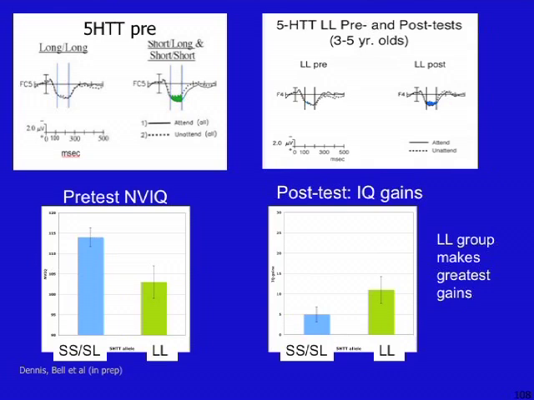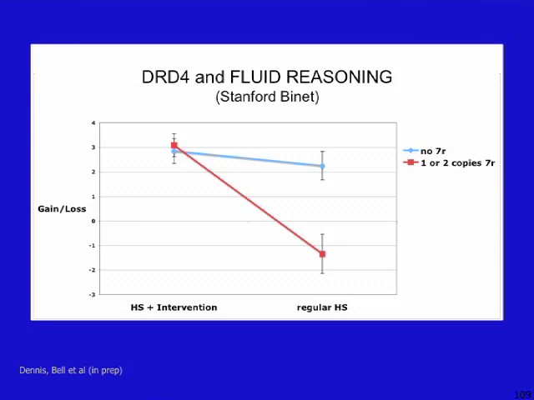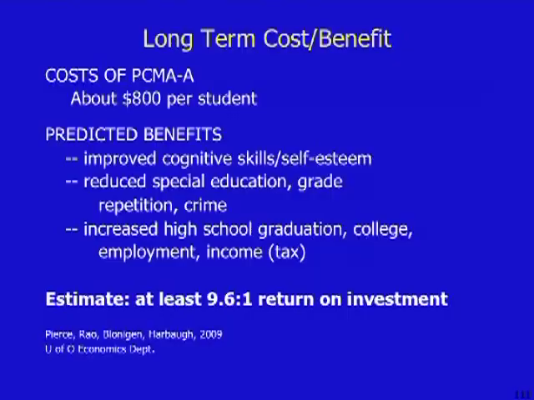Long-term follow-up, we've looked at these kids a year and a half out, and they're holding on to their gains. Yeah, it's cheap. Our intervention is about $800 a student. The return, so economically, you just have to do it. It's a 9.6 to 1 return for every dollar invested.